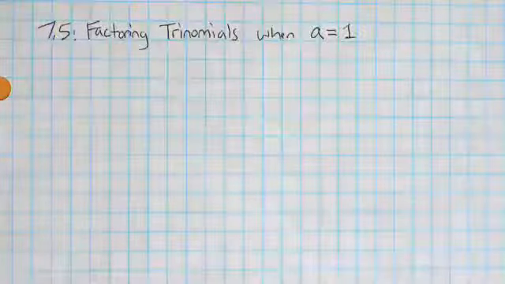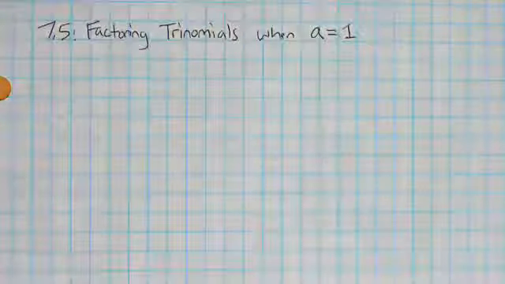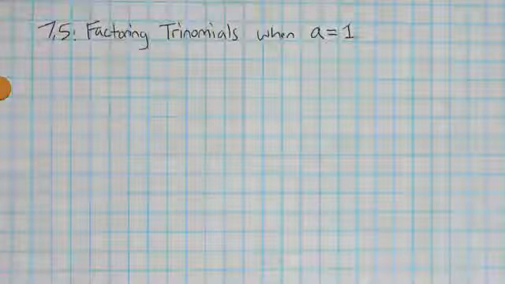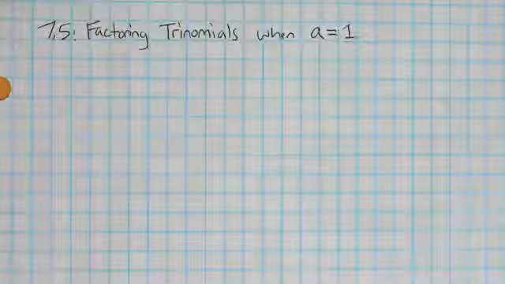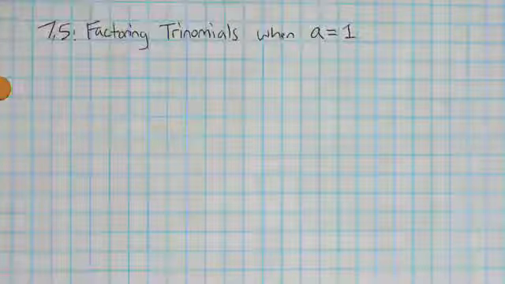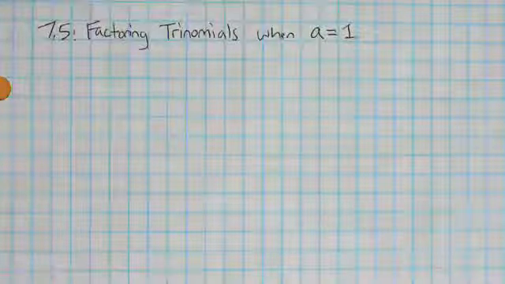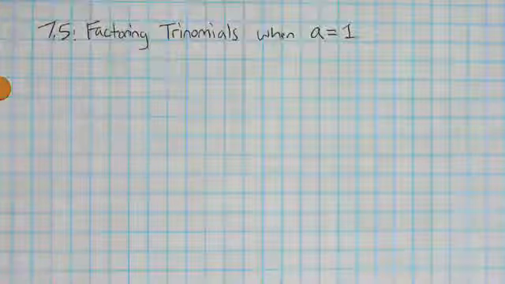So last time in algebra, we were factoring trinomials using grouping. And we're going to continue doing that, although today we're going to learn a special case. And that special case is when our a is equal to 1.